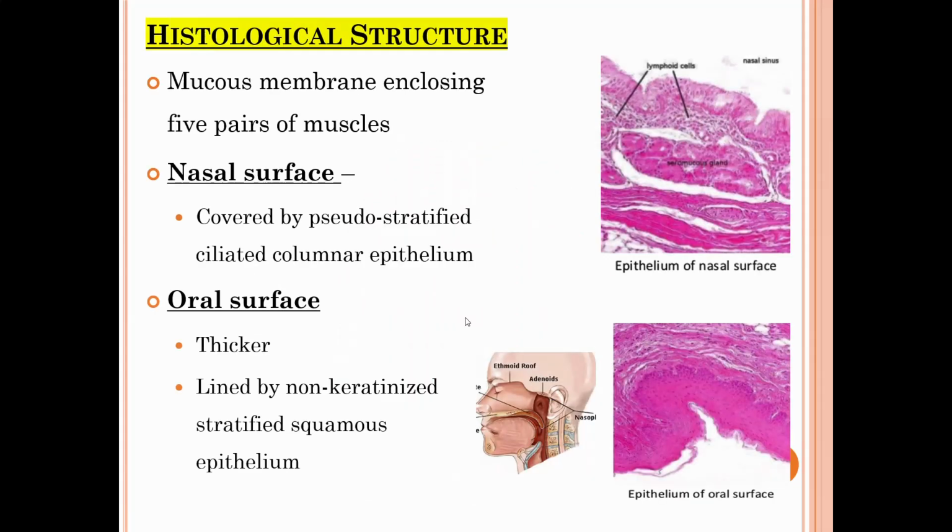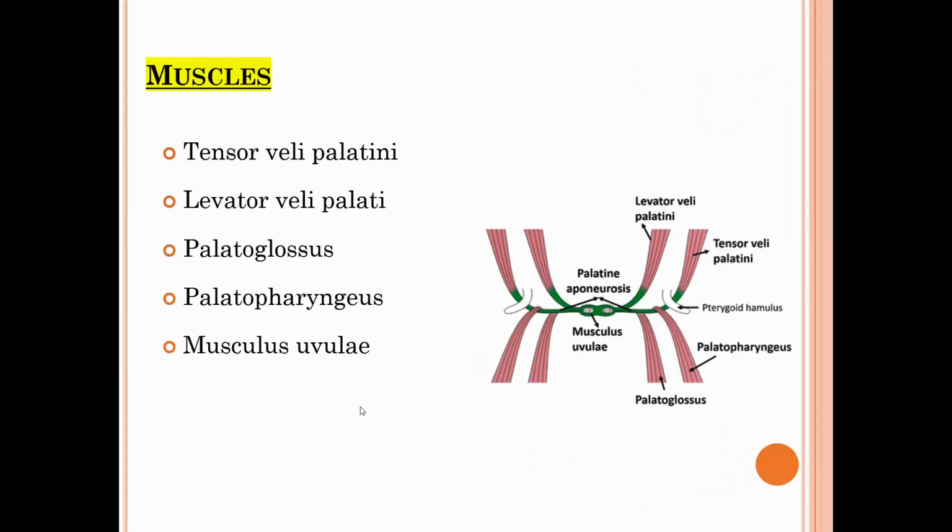Now this is the histology feature. I am not going into detail because that is not needed for you. But if you see here the posterior surface, which is continuous with the nasal cavity, obviously it will have the epithelium covering the nasal cavity, that is pseudostratified ciliated columnar epithelium. And because the anterior surface is continuous with the oral cavity, it will have the same epithelium as is present in the oral cavity, that is non-keratinized stratified squamous epithelium.